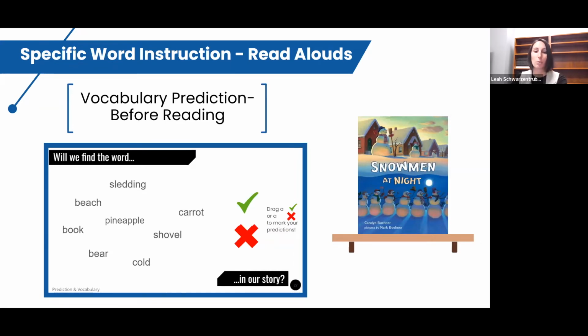And then we fade the support. It's a simple routine. Will we hear the word sledding in this story? Let's pause briefly here. Take a second and consider which of these words you think we might hear in this story.